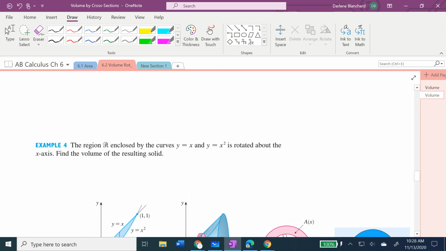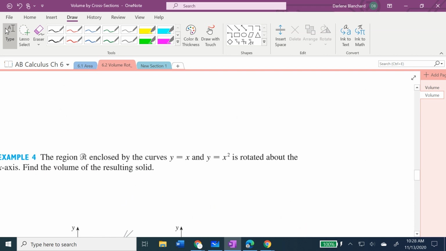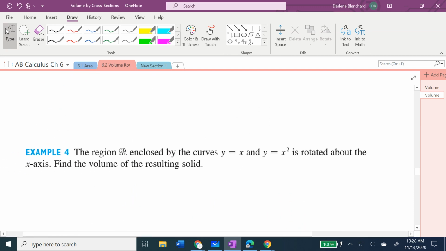All right, next example. This time the region is enclosed by the curves y equals x and y equals x squared. And we are rotating about the x-axis again. Now, if you draw the curve that is between y equals x and y equals x squared, you'll see that we've got a different situation this time.